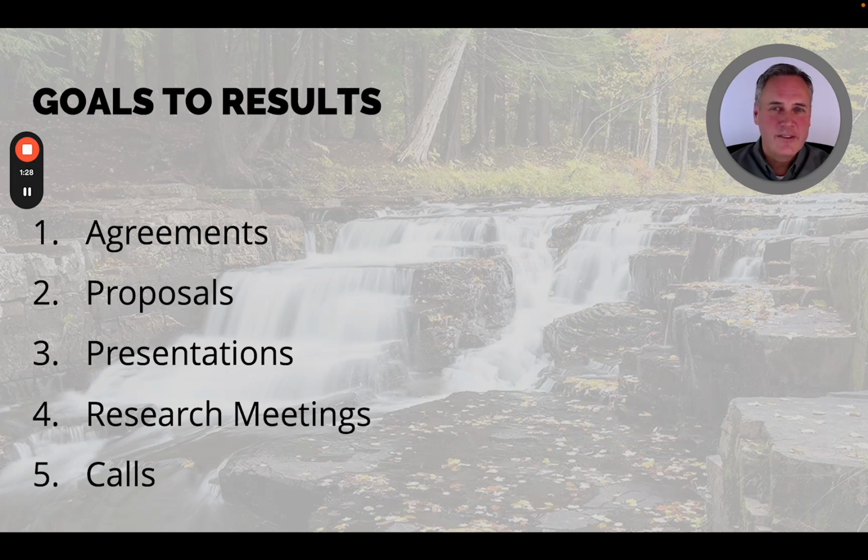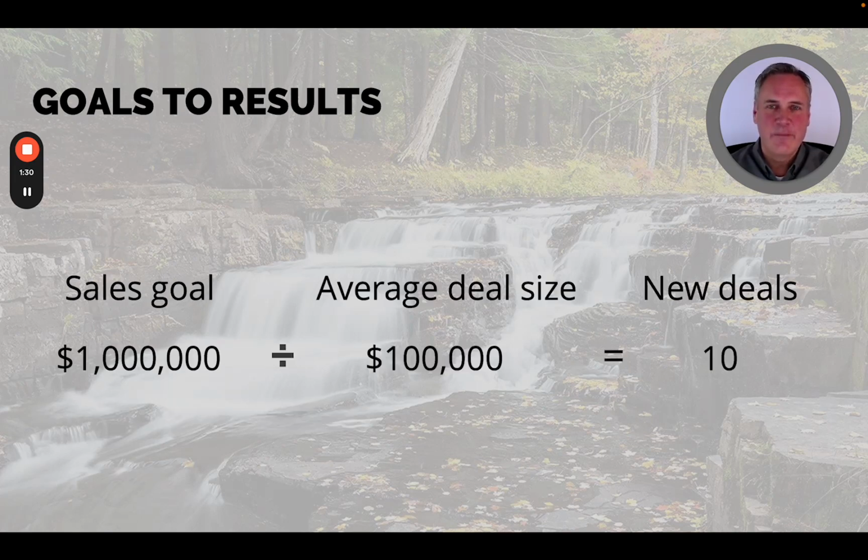Once you've defined those key selling activities, the next step is to consider your annual sales goal. Let's say that your SMART goal is to sell $1 million worth of new business by the end of the fiscal year. Consider your average deal size. Let's say it's $100,000. That means that you need to sign 10 new deals or 10 new agreements this year to achieve your goal.